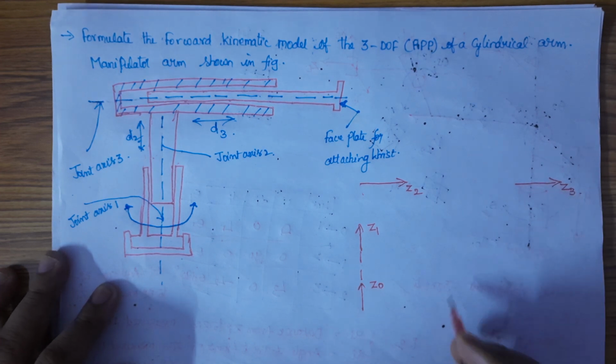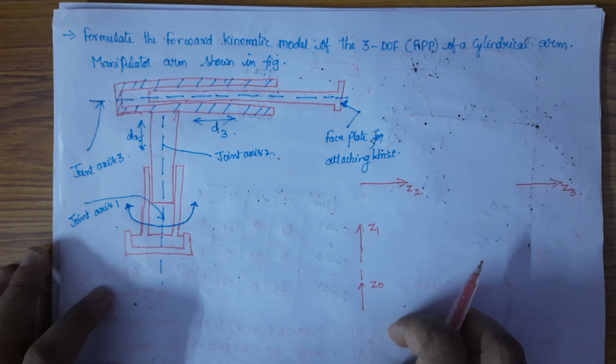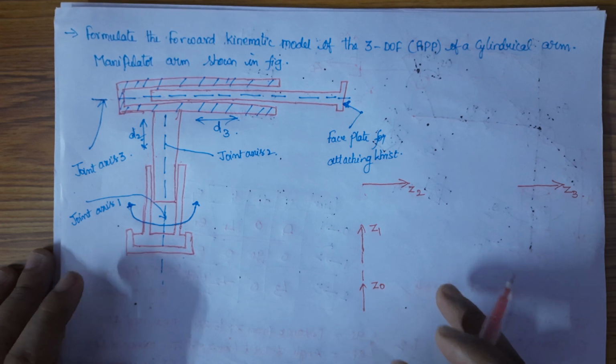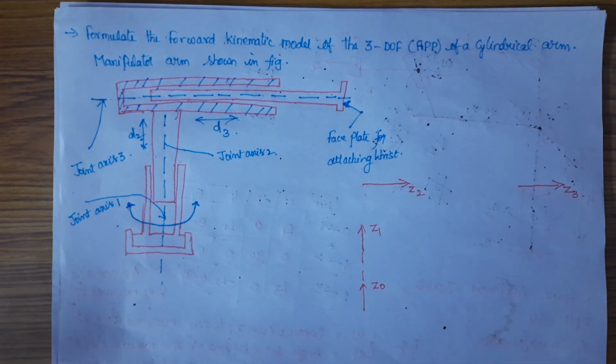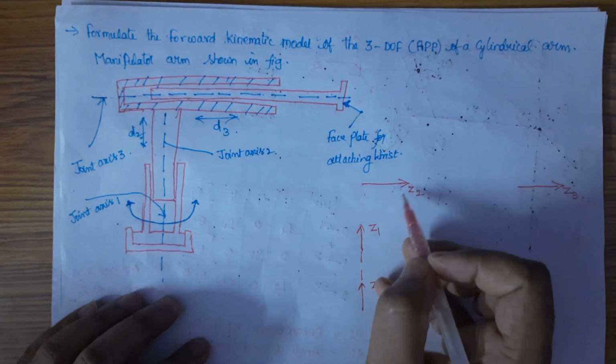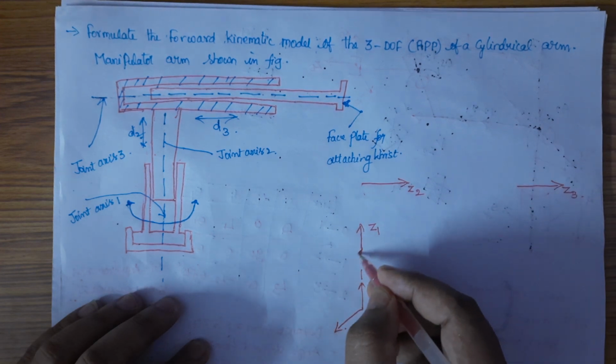Later we have to assign the x-axis. We have a rule that the x-axis must be perpendicular to the z-axis, and the x-axis we assign must also be perpendicular to the next frame's z-axis. If we assign the x-axis like this and like this, that won't be perpendicular to this one. That's why I am assigning the x-axis towards the outside of the frame.